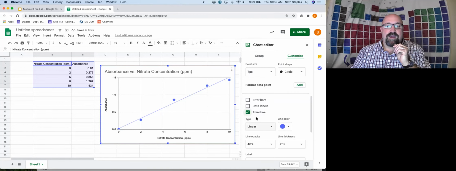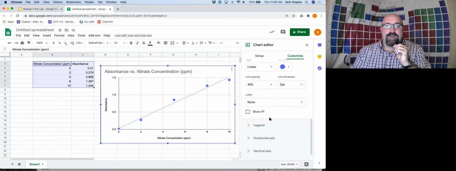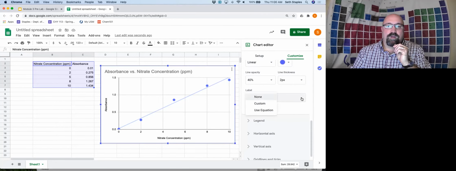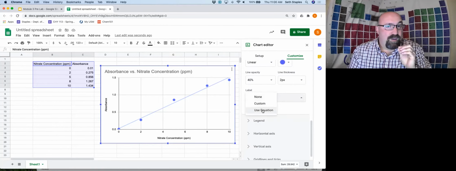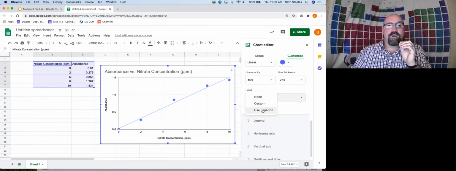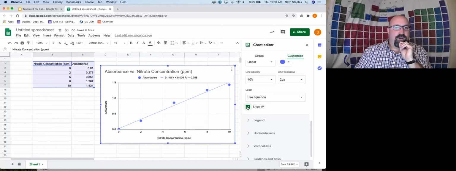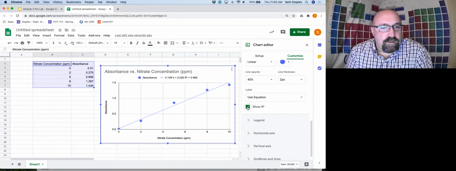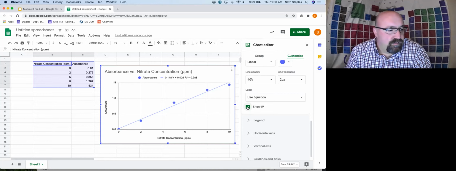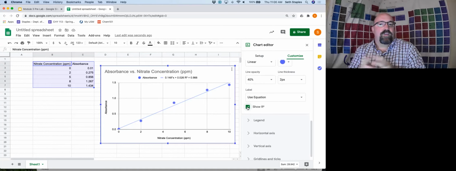So now we've got our trend line there. But a couple of things will be important for us. We want our equation. Our equation is going to be what we're really after here. So for our label, we're going to use our equation. There's the equation of our line. We're also very typically concerned with our R squared value, and I'll talk more about the R squared value in just a few minutes. And so here is the graph of our absorbance versus our nitrate concentration. We've established our relationship between absorbance and concentration for nitrates.